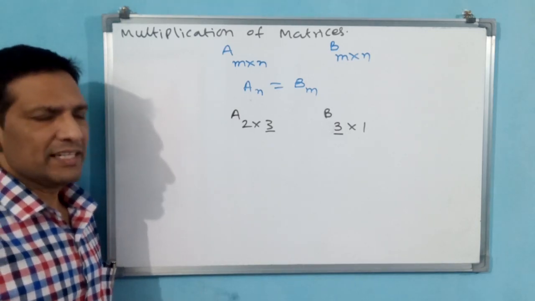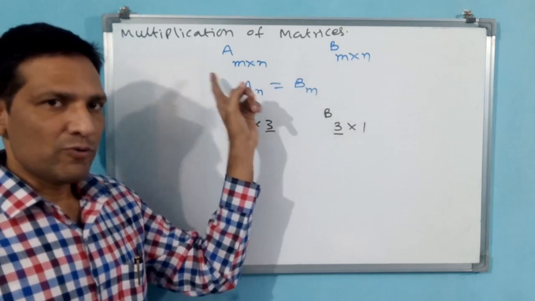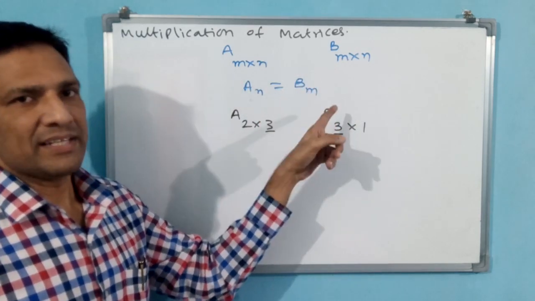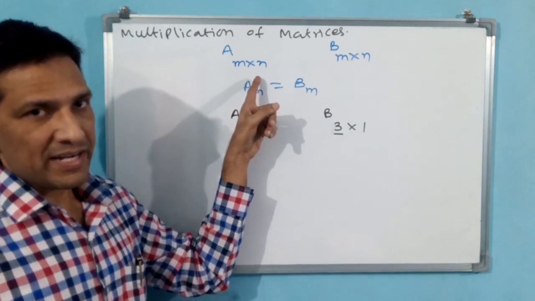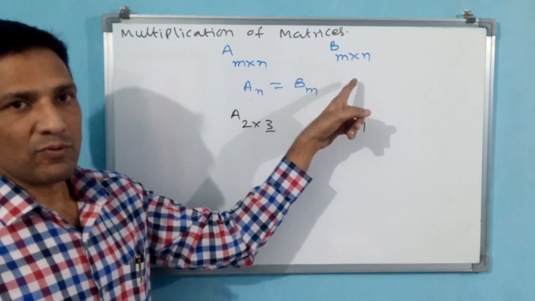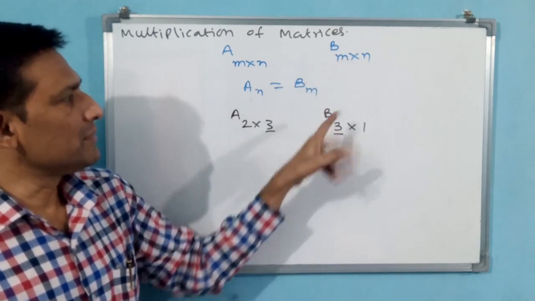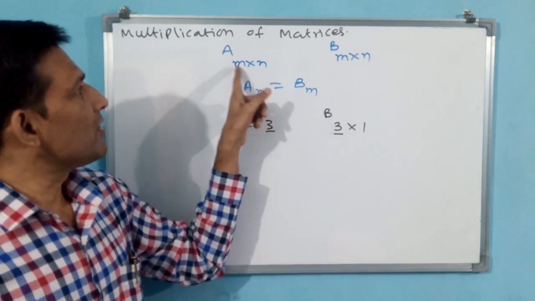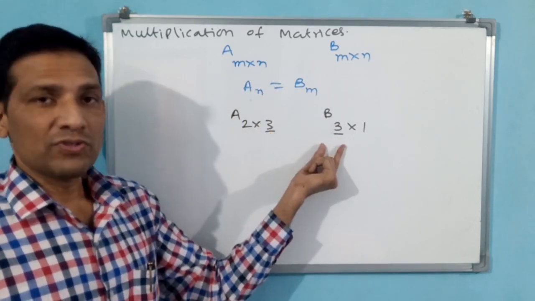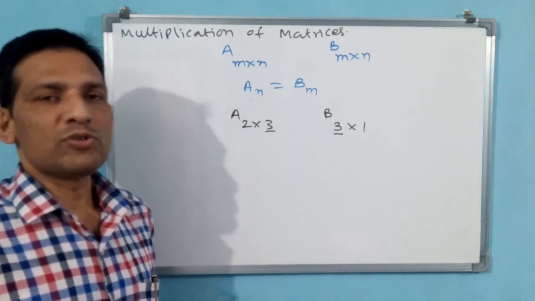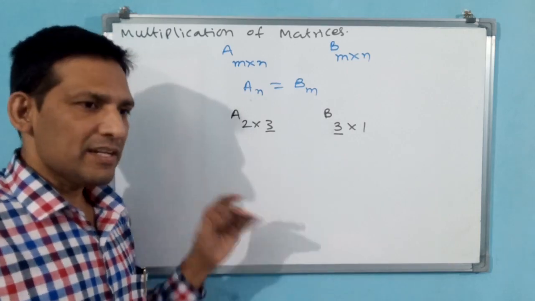That means we can say, for multiplication between two matrices, the number of columns in the first matrix should equal the number of rows in the second matrix. Here the number of rows is 3, here the number of columns is 3. 3 is equal to 3. Then only you can perform it, or else you are not able to. That means 2 by 2 need not be, 3 by 3 need not be.